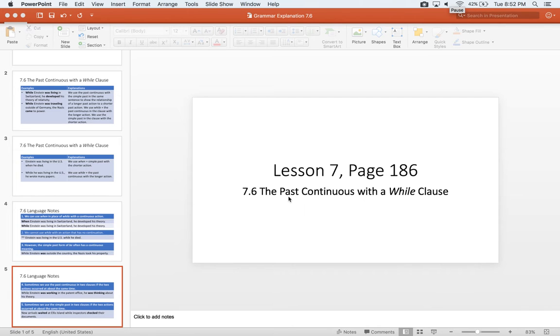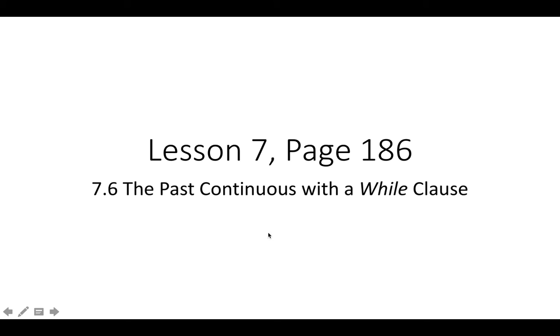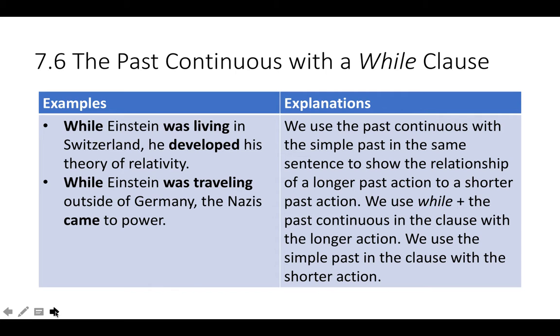Okay, this is Grammar Explanation 7.6 on page 186, and it's using past continuous with a while clause. Remember that a clause is a group of words inside a longer sentence, and the clause has its own subject and its own verb. So a clause is like a sentence inside of a longer sentence. Okay, here are examples of the past continuous with a while clause.